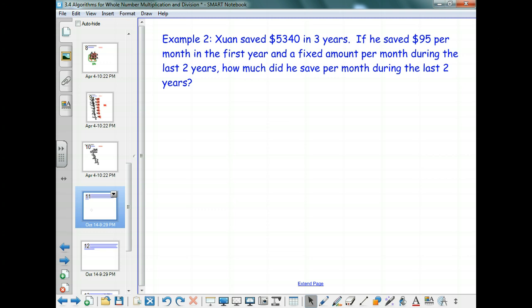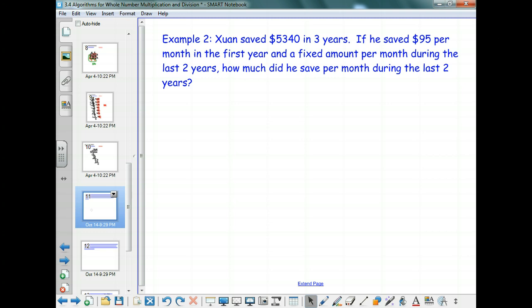Juan saved $5,340 in 3 years. If he saved $95 per month the first year and a fixed amount per month during the last 2 years, how much did he save per month during the last 2 years? So we're doing a problem that's got some multiplication in there, maybe some addition. It's a word problem. You guys are familiar with word problems. We did chapter 1 together, right?